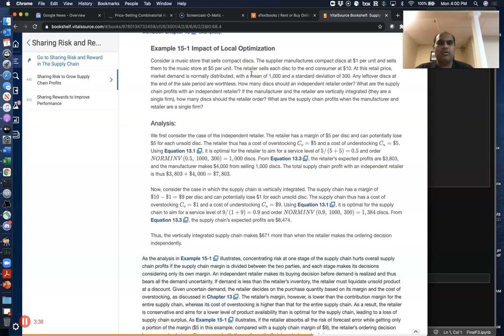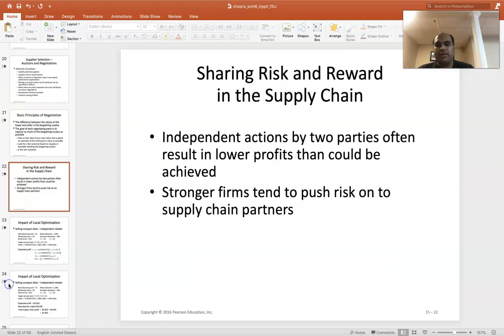So the question is, how many discs should the independent retailer order, and what are the supply chain profits for the independent retailer? So let's talk about that first, and then we'll see what happens when things are integrated, right? So let's look at the first scenario. In this first scenario, you have these two separate companies. The first company is making the compact disc and selling it to the retailer, and the retailer then sells it to the customer.